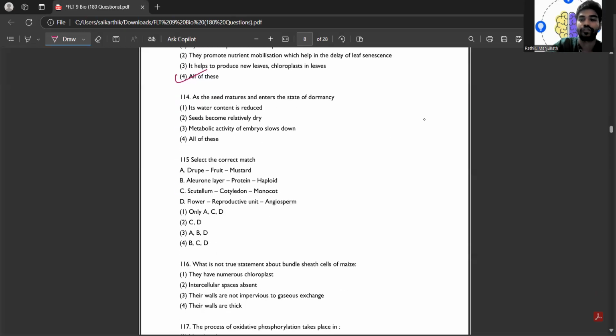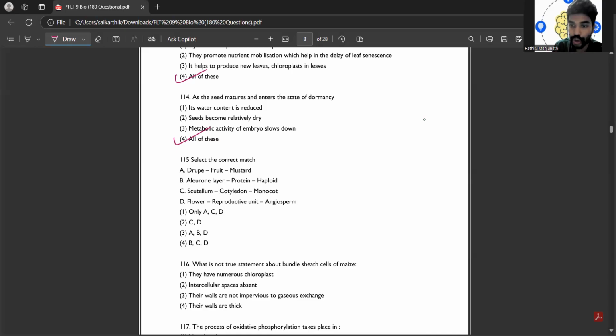So now coming to the 114th here. So that is as the seed matures and enters the state of dormancy. So what happens? That is the big question here. Okay. So its water content is reduced, seed becomes relatively dry is also correct. Metabolic activity of the embryo slows down is also correct. So 114, all the four are correct. So coming to the 115, we need to select the correct match here.